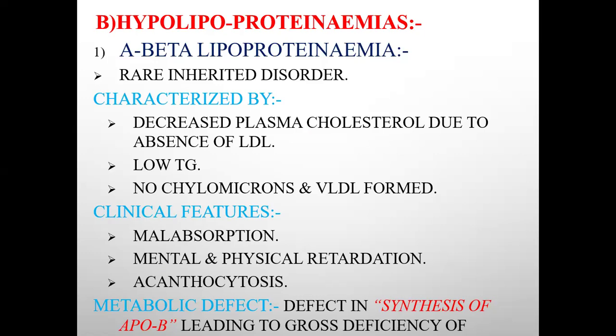So, hypolipoproteinemias. Hypolipoproteinemia includes abetalipoproteinemia, okay? It's a rare inherited disorder characterized by decreased plasma cholesterol due to absence of low-density lipoproteins. There is low triglyceride, and no chylomicrons or VLDL are formed.